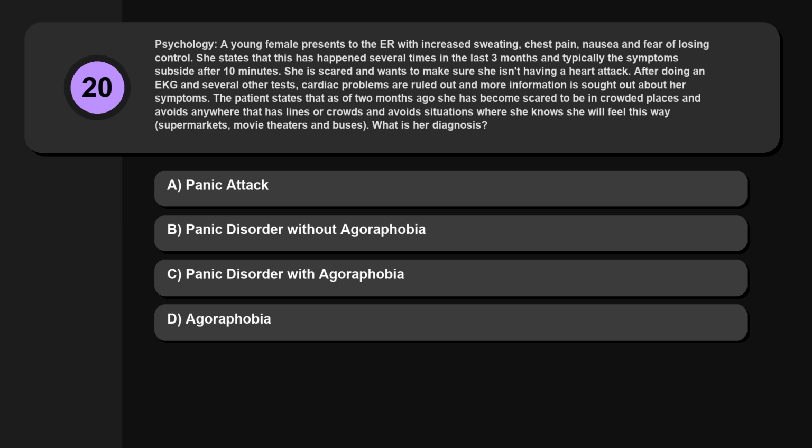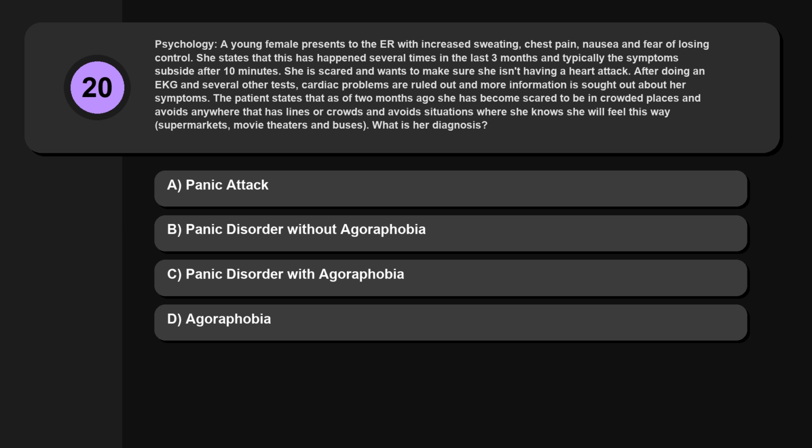Question 20. Psychology. A young female presents to the ER with increased sweating, chest pain, nausea and fear of losing control. She states that this has happened several times in the last 3 months and typically the symptoms subside after 10 minutes. She is scared and wants to make sure she isn't having a heart attack. After doing an EKG and several other tests, cardiac problems are ruled out and more information is sought out about her symptoms. The patient states that as of 2 months ago she has become scared to be in crowded places and avoids anywhere that has lines or crowds and avoids situations where she knows she will feel this way: supermarkets, movie theaters and buses. What is her diagnosis?